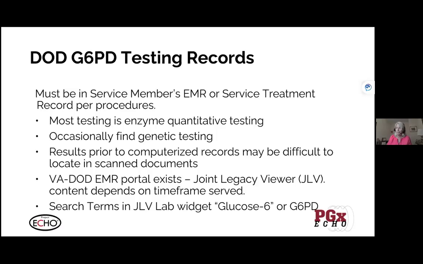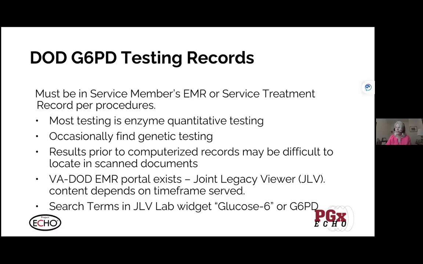We do have a portal for looking at DoD records called Joint Legacy Viewer. The content does depend on what time frame they served, so it has all their current VA records, which is helpful if they have had care at several different VAs. If they recently had military service, then it's also super helpful. If someone had a sleep study last year in the military, we can look that up easily. But if it was your grandpa that served in World War II, there's going to be almost nothing in the records that aren't in the regular VA electronic medical record, because the records were not electronic during their term of service.